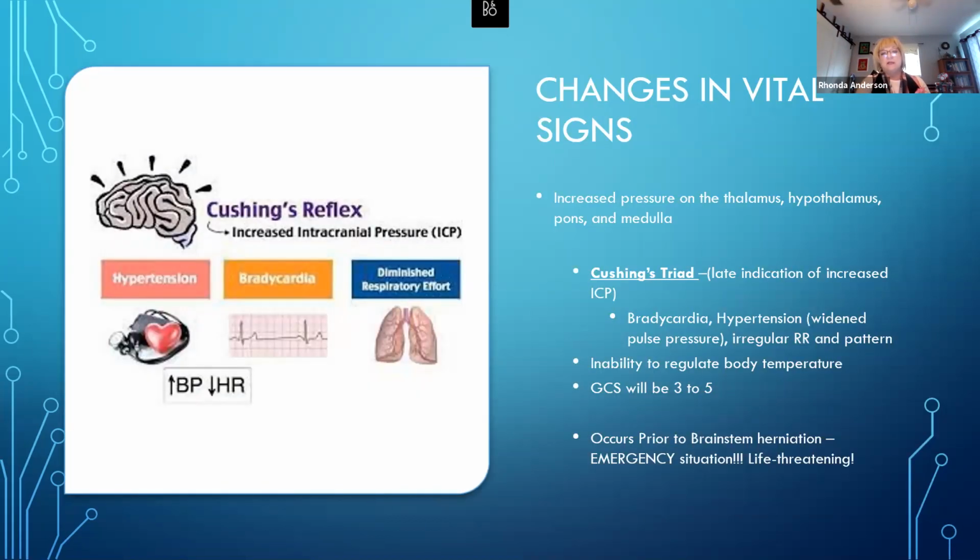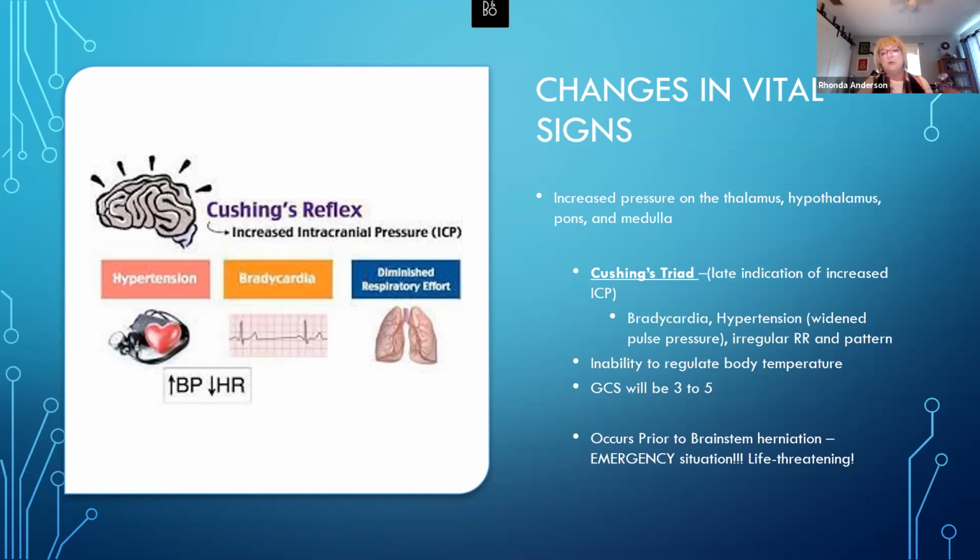So Cushing's reflex. This is a late sign of increased intracranial pressure. It happens when we have so much pressure in the cranial vault that there's extra pressure placed on the thalamus, the hypothalamus, the pons, and the medulla. And with Cushing's triad, we have a change in our vital signs. We're going to see bradycardia, so heart rates in the 40s, 50s, hypertension with a widened pulse pressure. Blood pressure can get up in the 250, 300, but it'll be a very wide pulse pressure. So diastolic could be 60, 50.